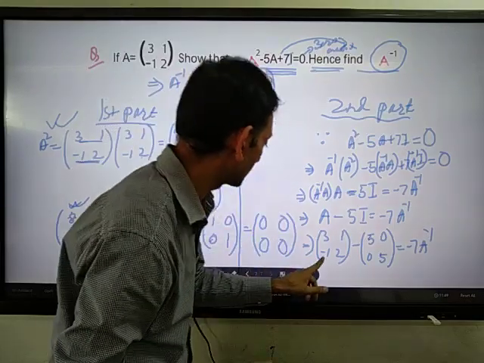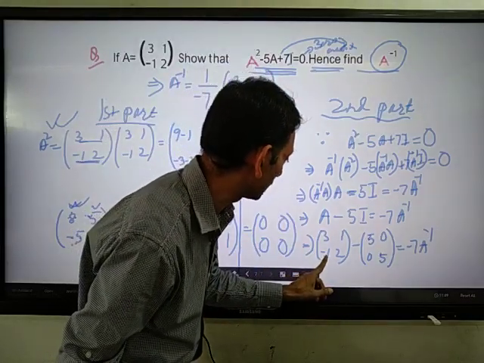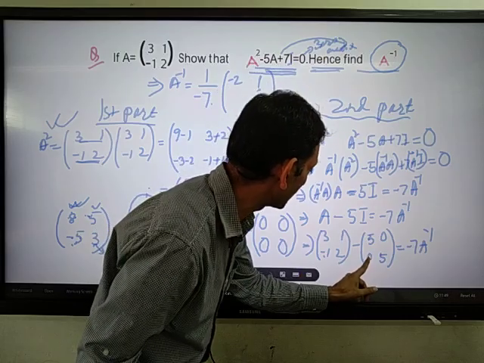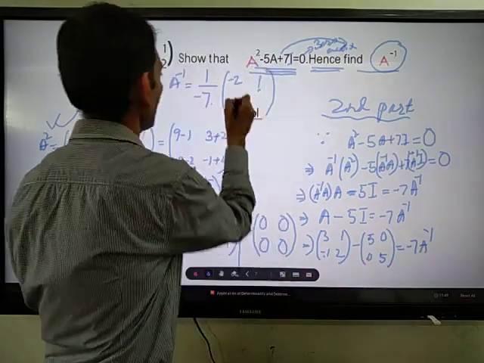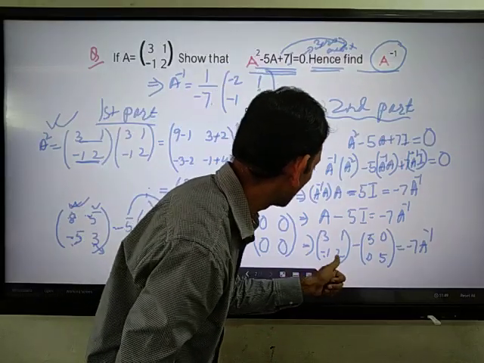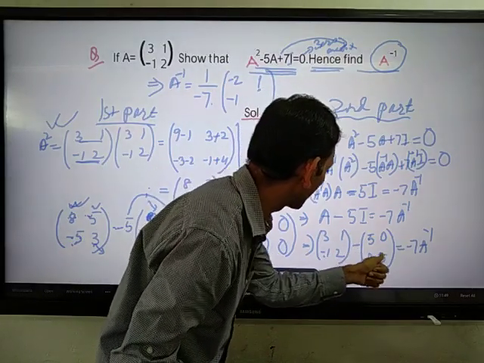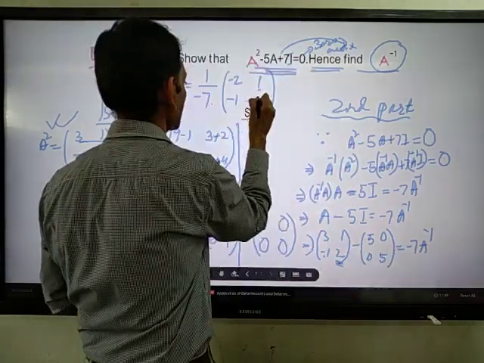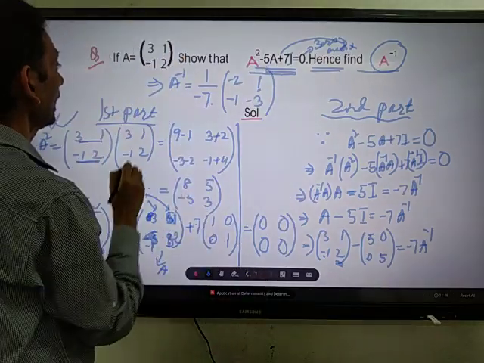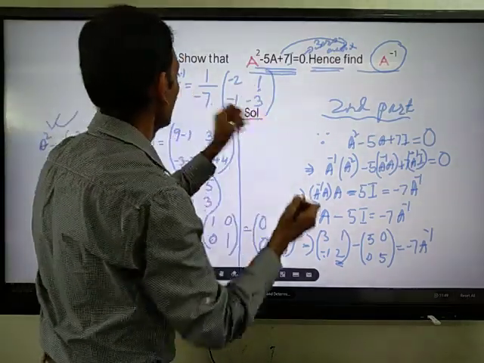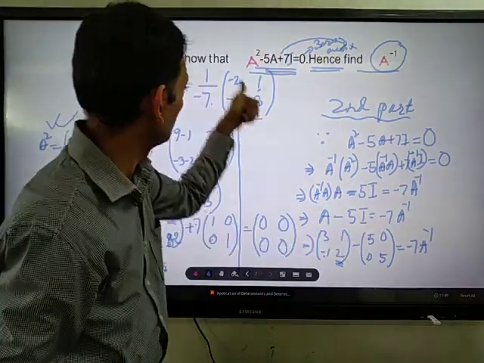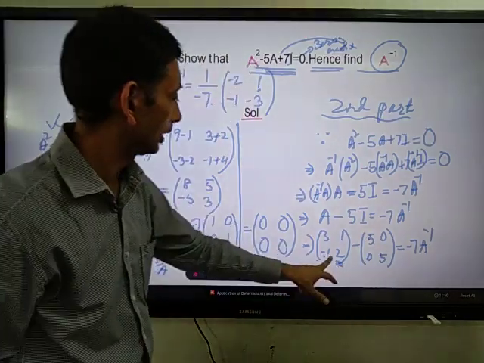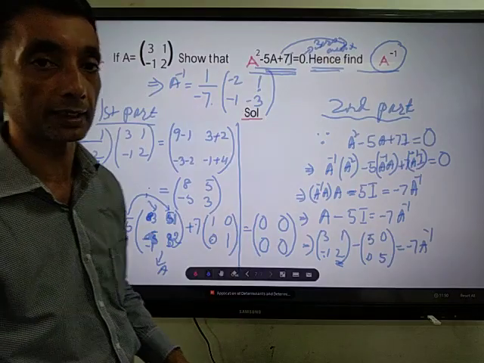Now what is the 2 1 element? The 2 1 element here is minus 1. This is A minus 5I, right? This is minus 1, and what is the element? 0. So minus 1 minus 0 is minus 1. And what is this element? This is 2 and minus 5, you need to subtract. 2 minus 5 will be minus 3. So finally the A inverse is 1 by minus 7 times the matrix minus 2, 1, minus 1, minus 3. 3 minus 5 is minus 2, 1 minus 0 is 1, this is minus 1 and this 0 element, minus 1, this is 2 and minus 5, 2 minus 5 is minus 3.